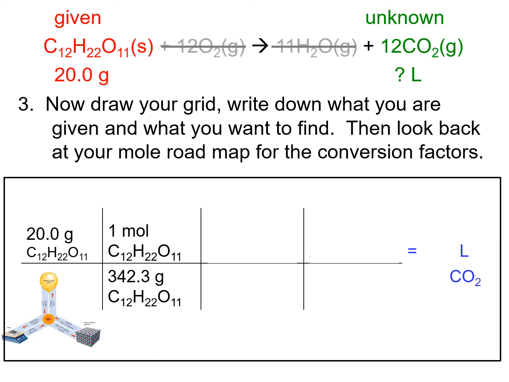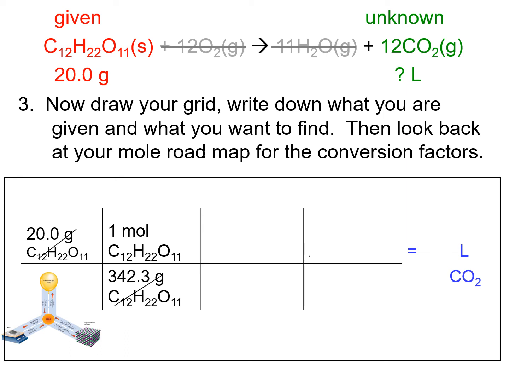If I go ahead and cross out my units as I go, I can keep up with where I am in the problem. My grams of sucrose are going to cancel on top and bottom. I'm left with moles of sucrose, which is a good thing to have, but not what I want. I need to keep going.